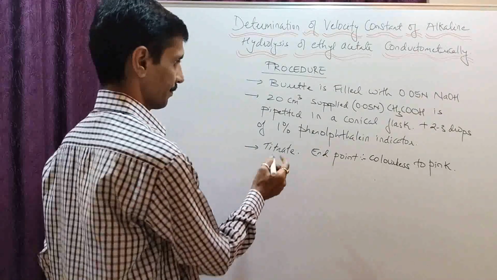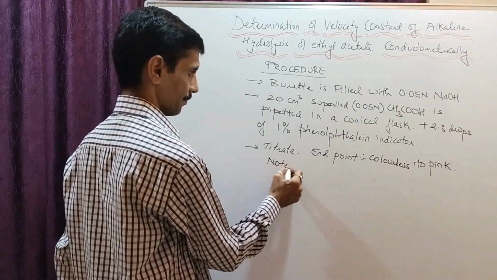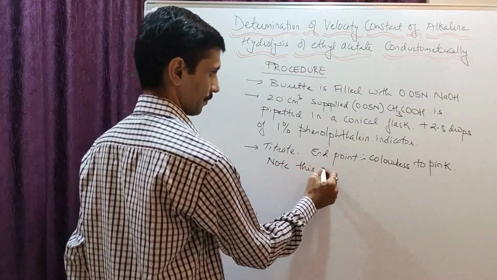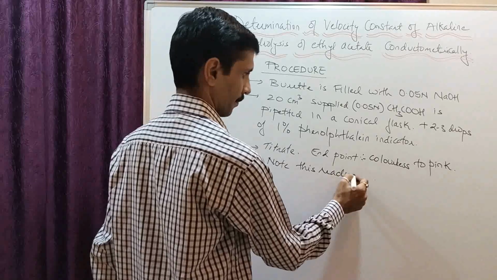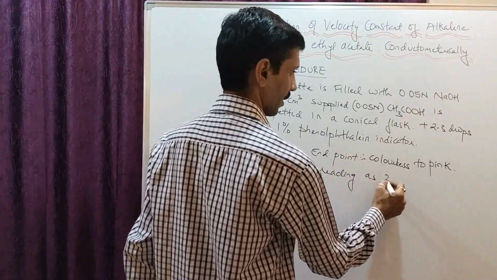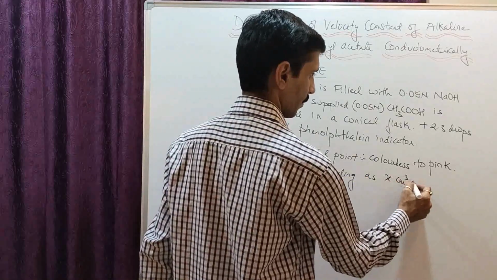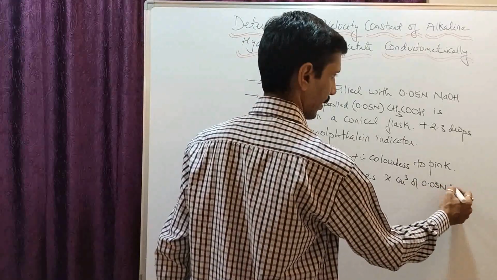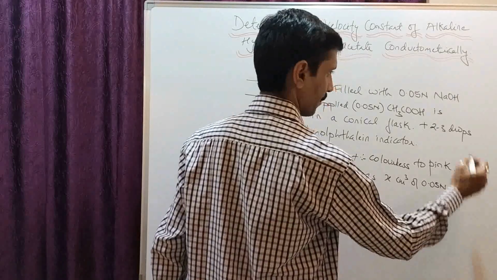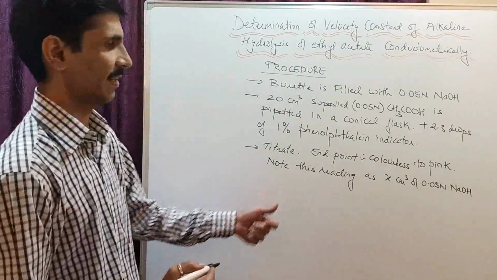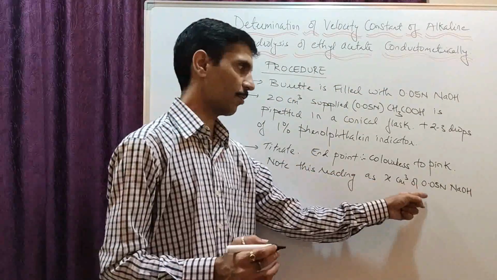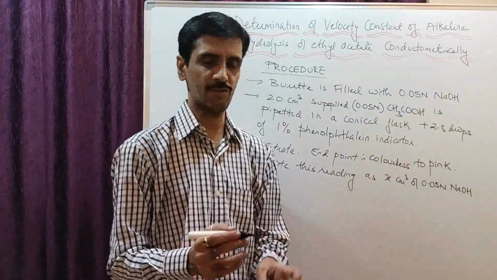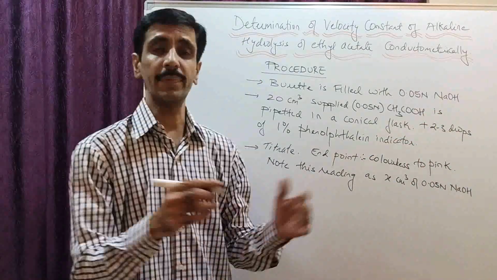Note this reading as x cm cube of 0.05 normal NaOH. Okay, note this reading as what? X cm cube of 0.05 normal NaOH. Okay, now what do we do next?